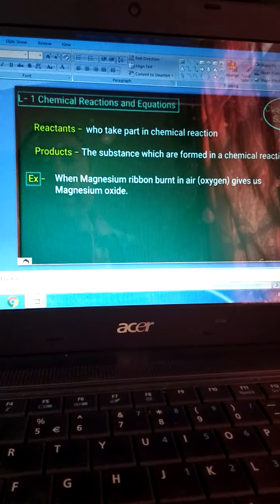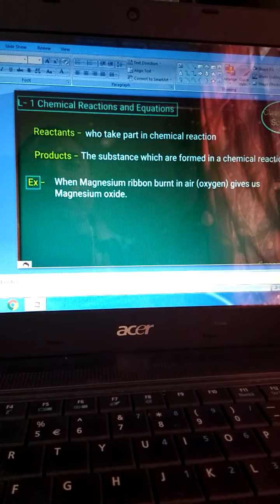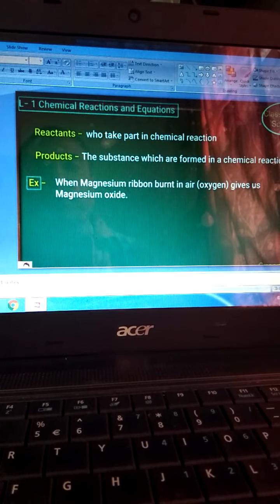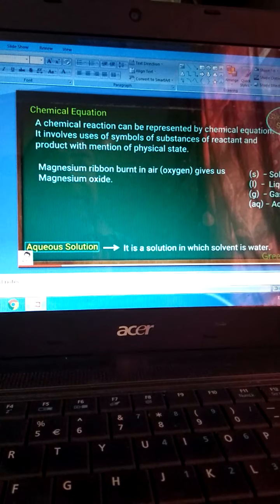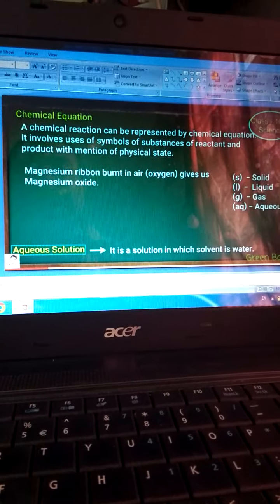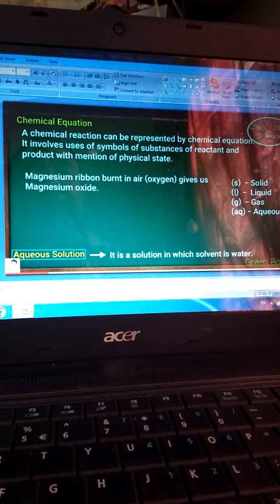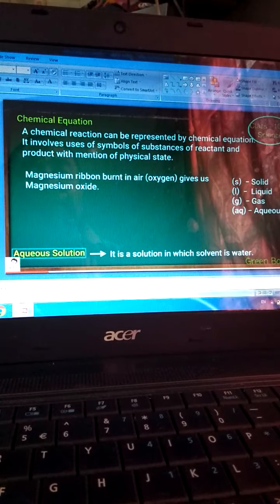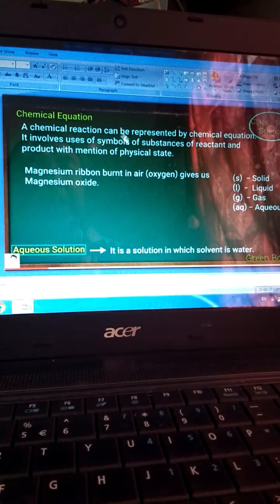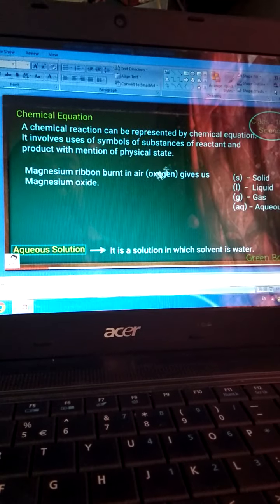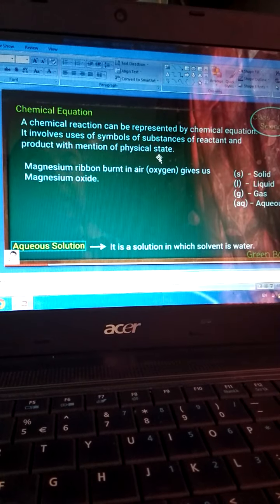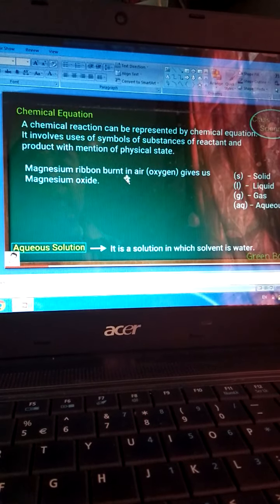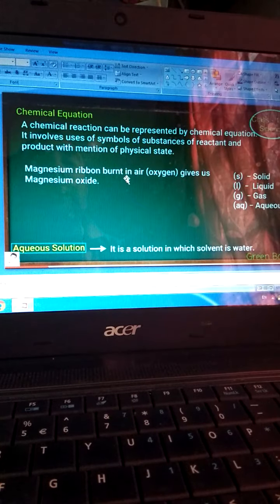So whenever a chemical reaction is occurring, that chemical reaction can be represented with the help of an equation. We call it chemical equation. So we can define chemical equation as: a chemical reaction can be represented by chemical equation. It involves symbols of substances, of reactants and products, with mention of physical state. So writing the chemical reaction with the help of symbols is called chemical equation.